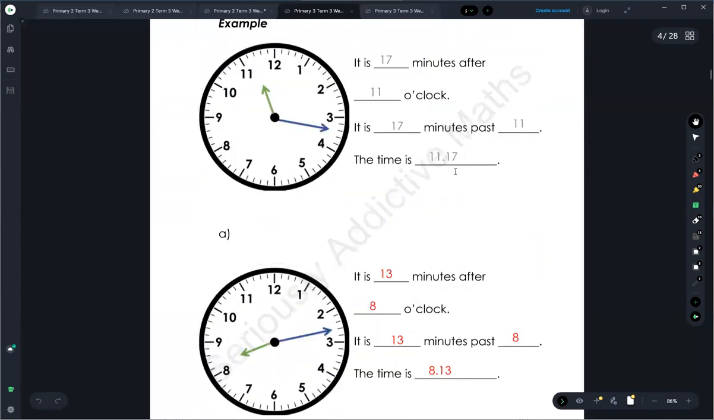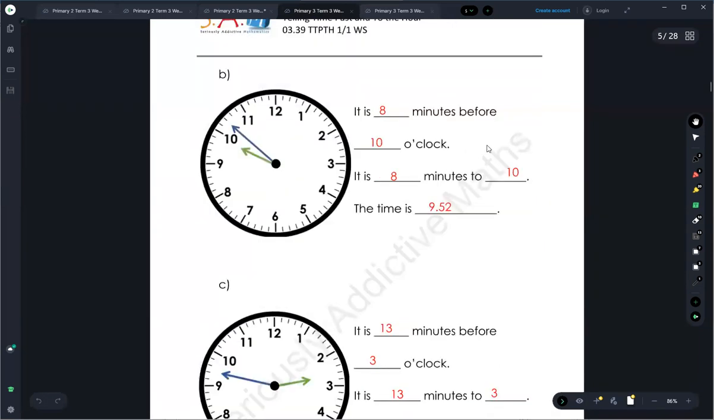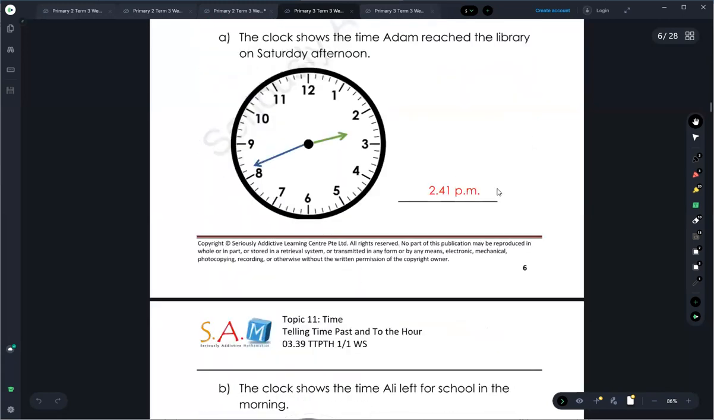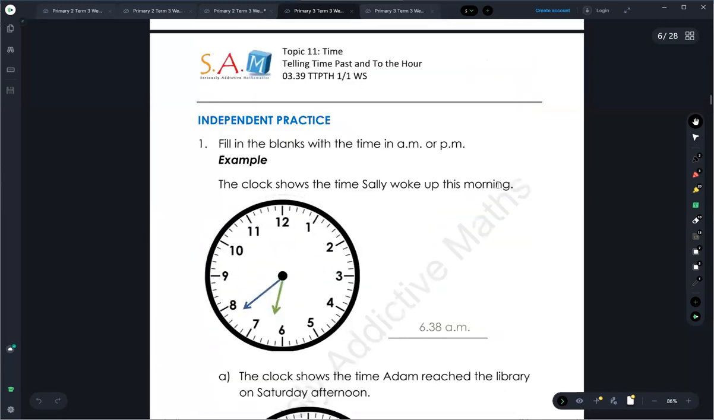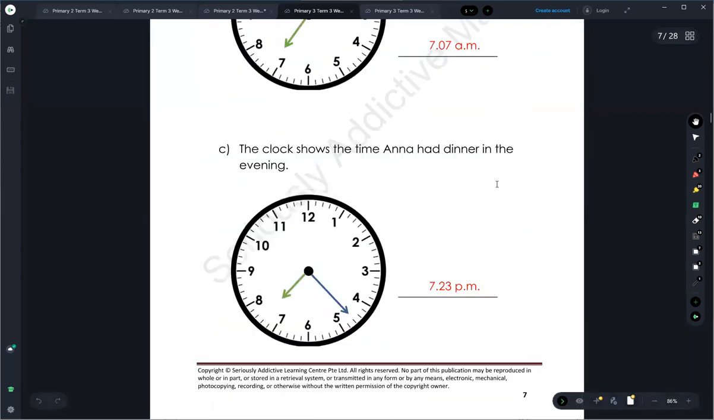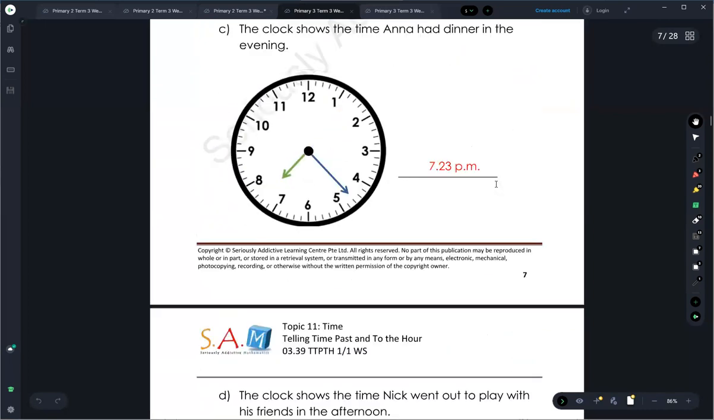Get them to do the guided practice as well. Let them be familiar with the terms after and past, and also before and to. So make use of this time to correct the understanding if you're not too sure. And then depending on the class progress, if you find that they are still unsure, you can get them to do a few of the questions from the independent practice.